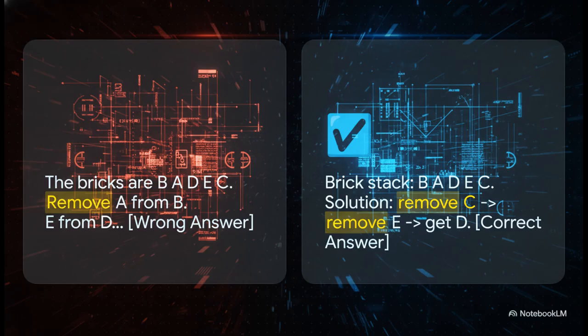On the left, you've got a standard chain of thought prompt. It's long, it's descriptive, and it totally confuses the AI, which ends up giving the wrong answer. But now look at the right. The chain of symbol prompt cuts through all the noise. The stack is just BADEC. The solution? Remove C, remove E, get D. It's clean, it's logical, and bam, the AI nails it right away.